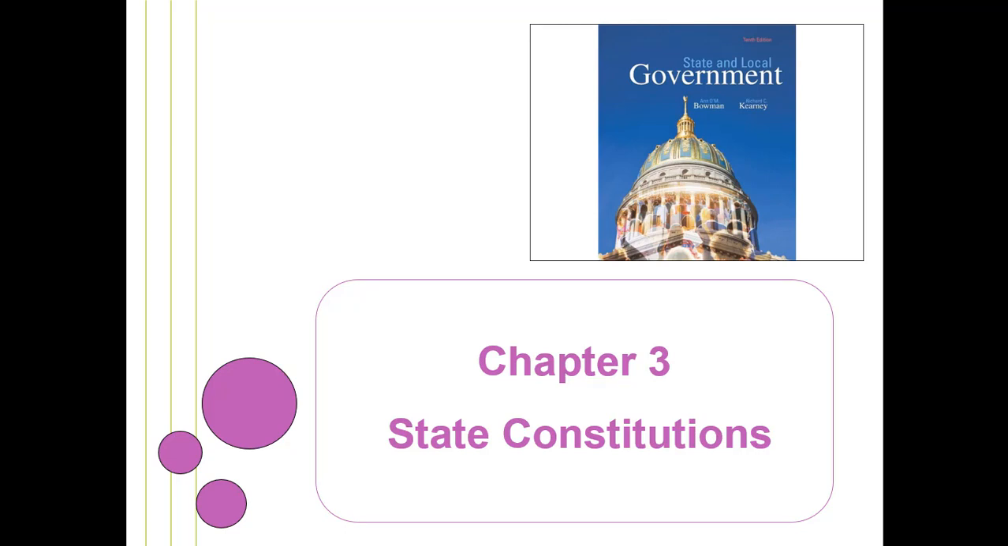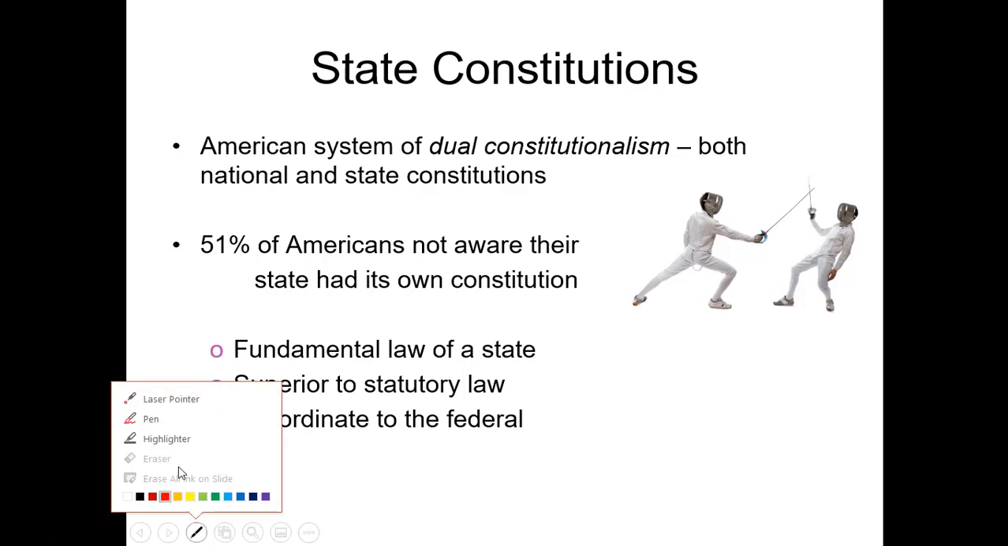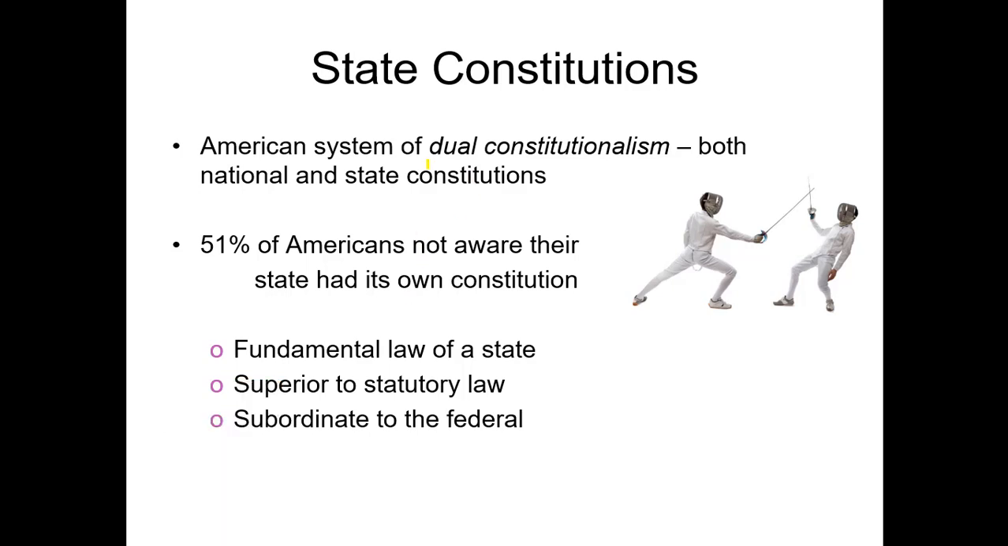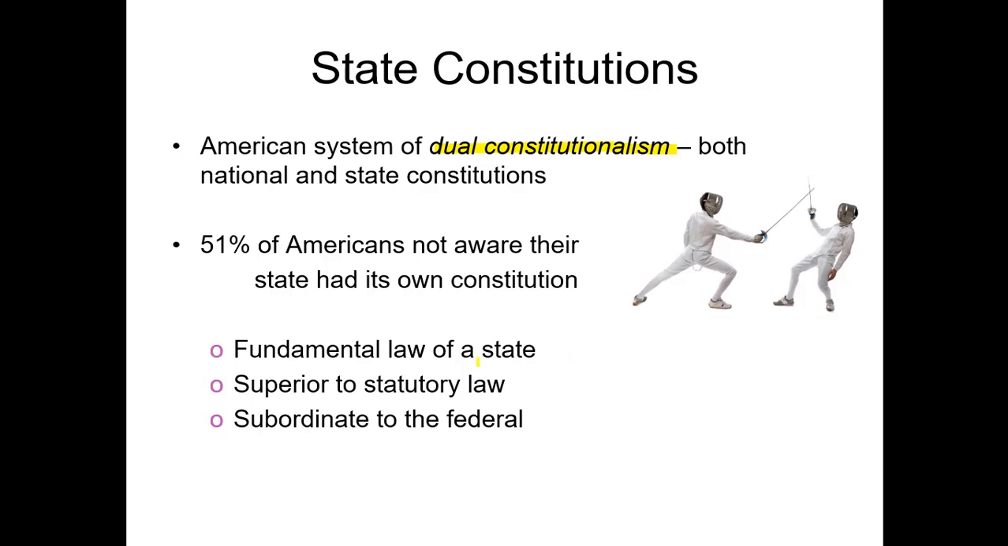Okay, this is Chapter 3 of the State and Local Government course, State Constitutions. So what we'll be doing today is, after we've talked about the U.S. Constitution, we'll be focusing on the individual state constitutions. America has what we call the system of dual constitutionalism, where each state has its own constitution, and so we have both national and state constitutions working at the same time.